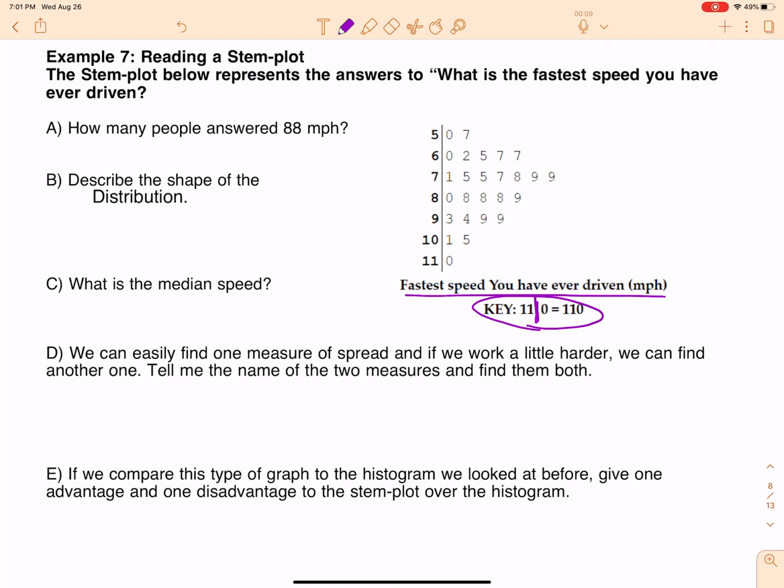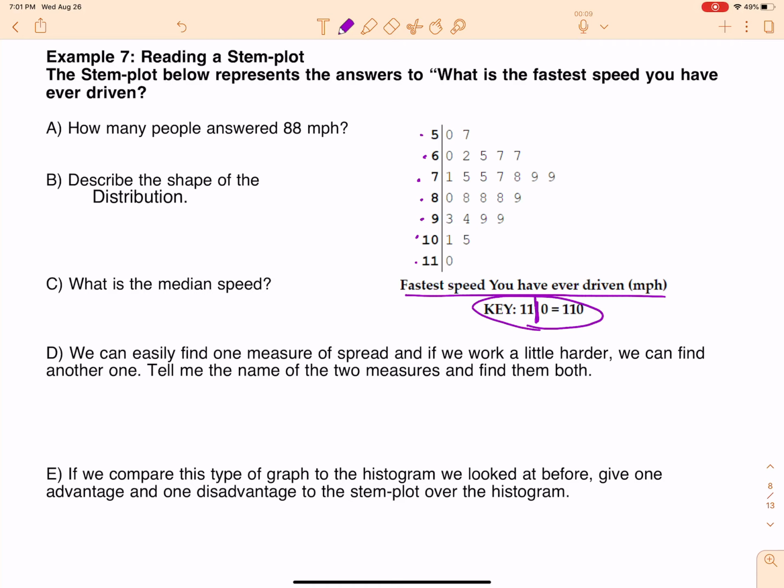Since our smallest speed here is a 50, that's where my graph starts. So this is 50 miles per hour, this is 57 miles per hour, 60 miles per hour, 62, 65, 66, 67, you get the idea. A nice thing about the stem plot, it automatically puts everything in order from least to greatest, so that's kind of cool. And if you'll notice here, we've got places for 5, 6, 7, 8, 9, 10, 11.